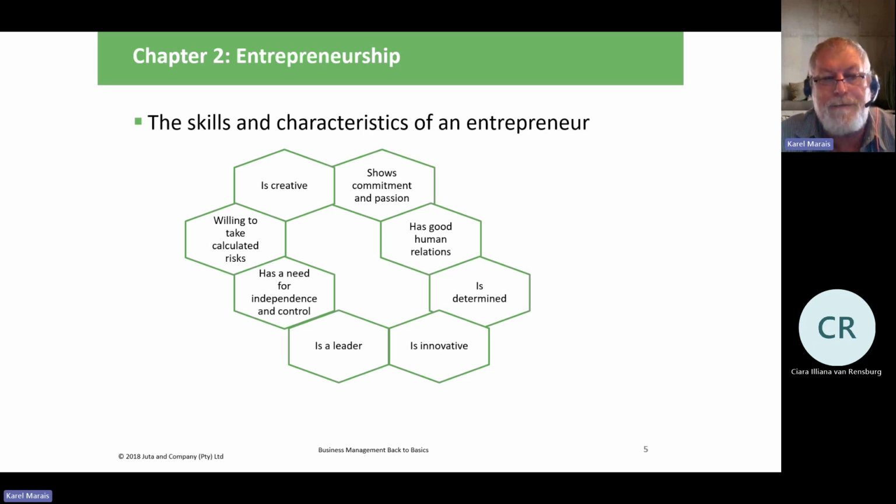An entrepreneur has a need for independence and control. That is why many people end up in entrepreneurial ventures and start their own businesses, because they want to be, we talk about an external and an internal locus of control.